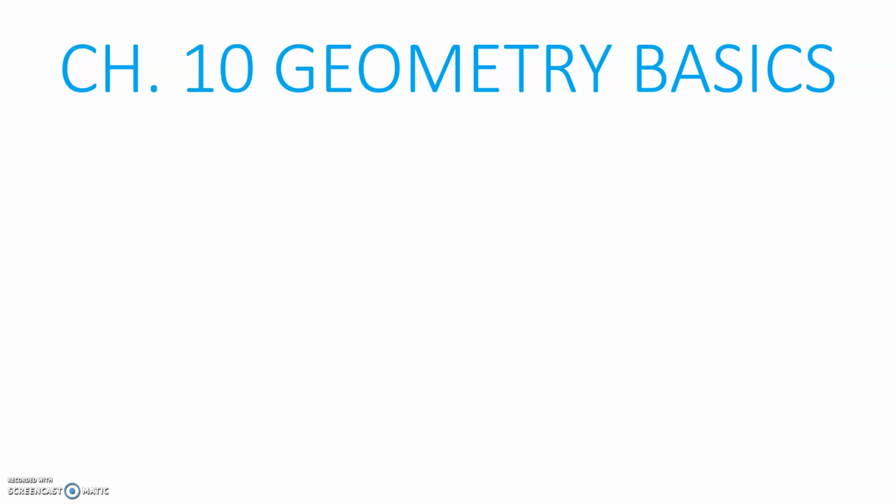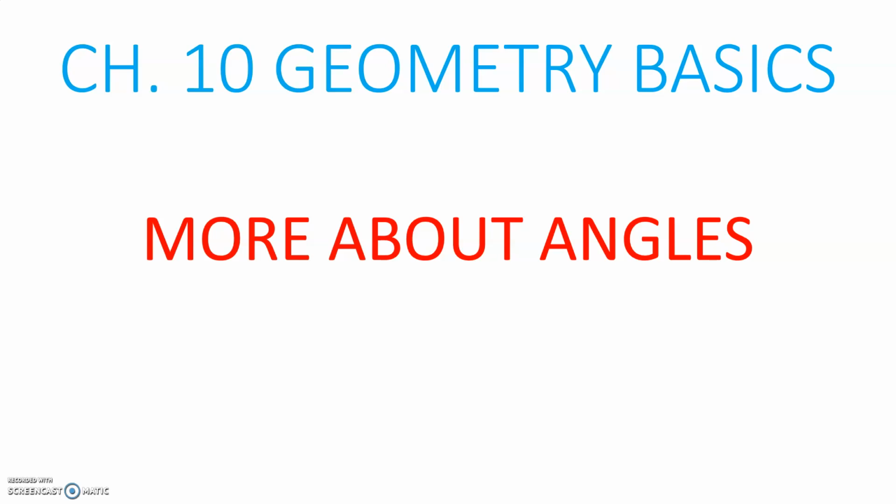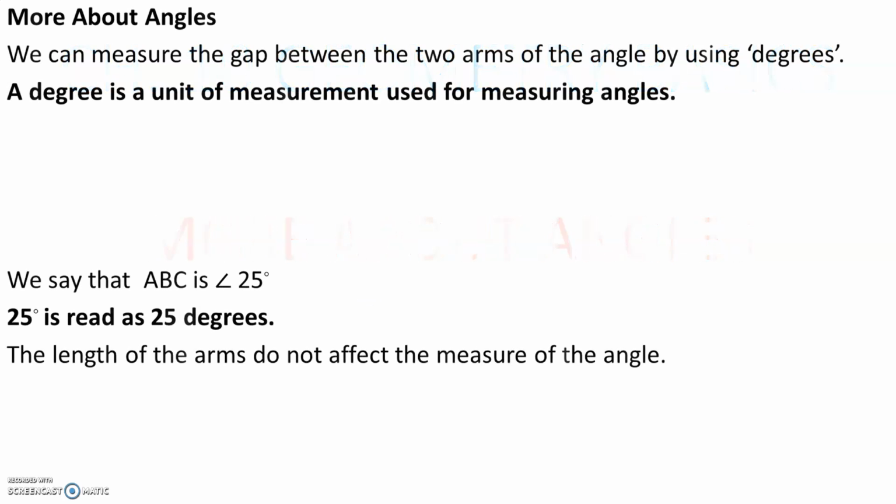So far in our chapter 10, we have learned recognizing angles, understanding angles in geometric terms, parts of angles and types of angles. So today we are going to learn more about angles. We can measure the gap between the two arms of the angle by using degree. A degree is a unit of measurement used for measuring angles.